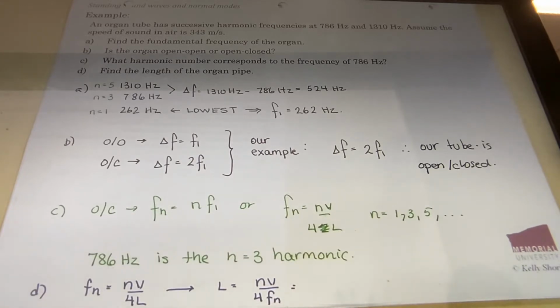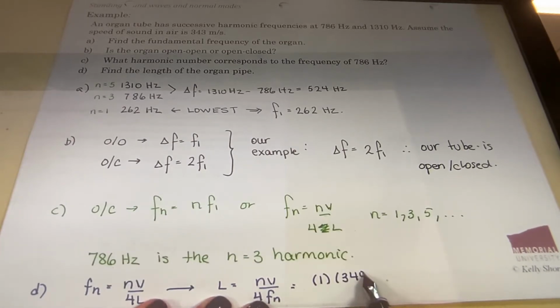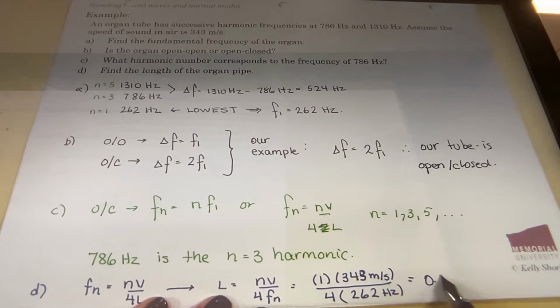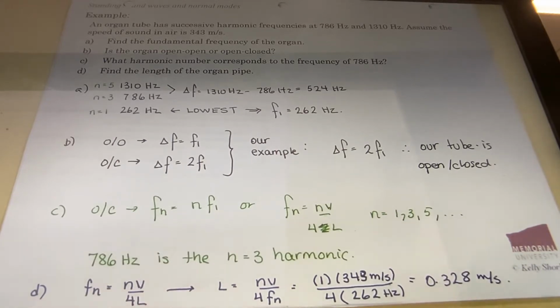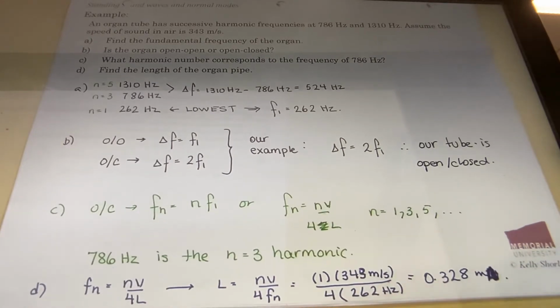I'm going to use the fundamental frequency just because it's fewer numbers to put in the calculator. So n equals 1, V is 343 meters per second, divided by 4 times the fundamental frequency of 262 hertz. Gives us a length of 0.328 meters per second. My goodness, meters. Mondays. Okay. Length is definitely measured in meters, not meters per second.